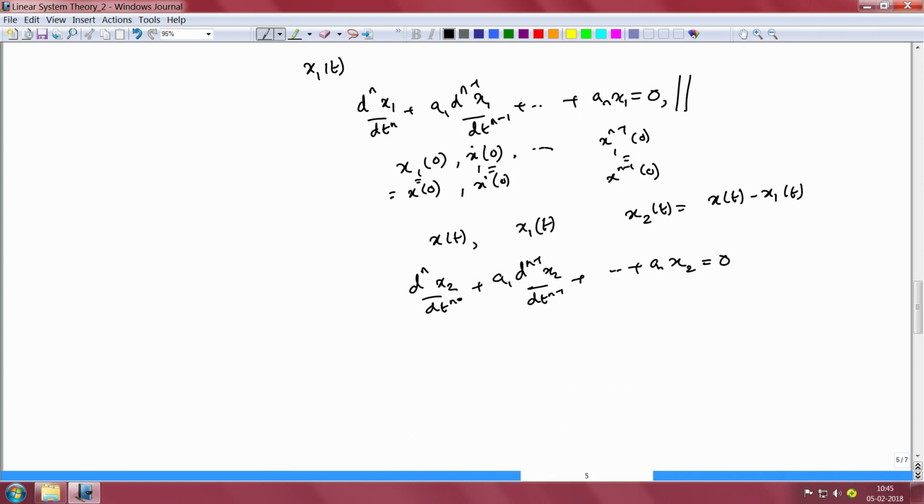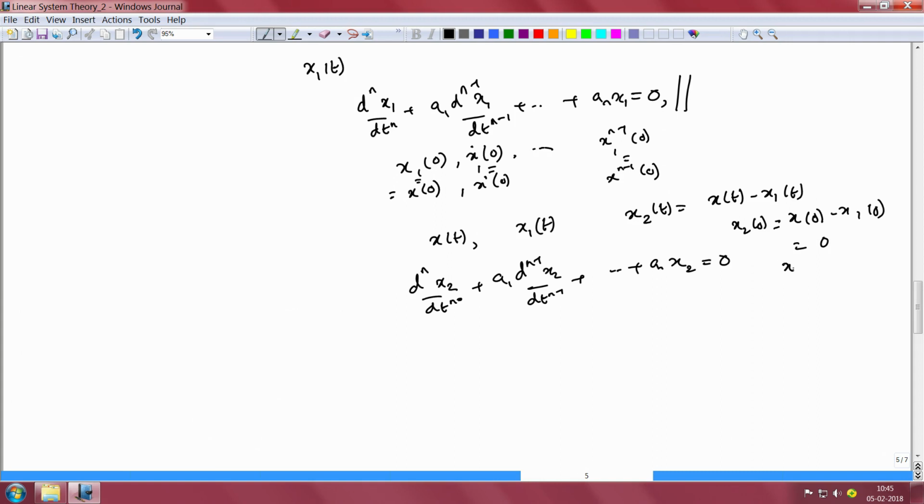Now what are the initial conditions for x2? We have defined x2 of t as x of t minus x1 of t, which means that x2 of 0 is equal to x of 0 minus x1 of 0, and we have assumed that x and x1 have the same initial conditions, so x2 of 0 is equal to 0.